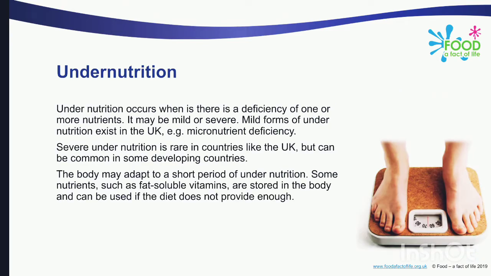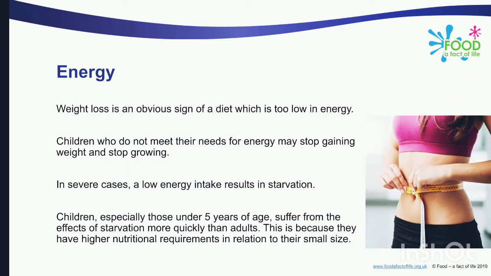What is undernutrition? Undernutrition occurs when there is a deficiency of one or more nutrients. It may be mild or may be severe. Mild forms of undernutrition exist in the United Kingdom. Example: micronutrient deficiency. Severe undernutrition is rare in countries like the UK but can be common in some developing countries. The body may adapt to a short period of undernutrition. Some nutrients, such as fat soluble vitamins, are stored in the body and can be used if the diet does not provide enough.